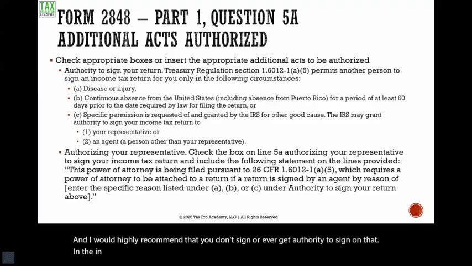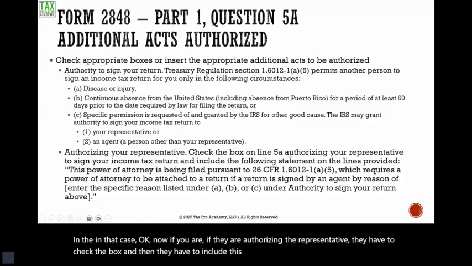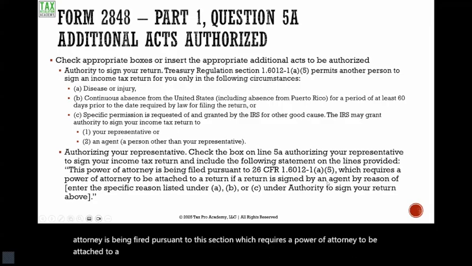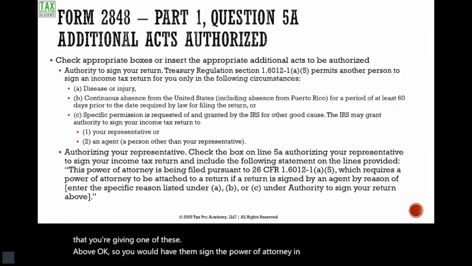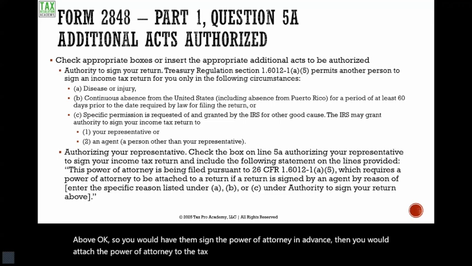Okay. Now, if they are authorizing the representative, they have to check the box, and then they have to include this statement in there, that this power of attorney is being filed pursuant to this section, which requires a power of attorney to be attached to a return if a return is signed by an agent by reason of, and then whatever reason you're giving from the ones above. Okay, so you would have them sign the power of attorney in advance, then you would attach that power of attorney to the tax return in which you are signing, if that were the case. Again, I don't recommend you do that, but it is a possibility.